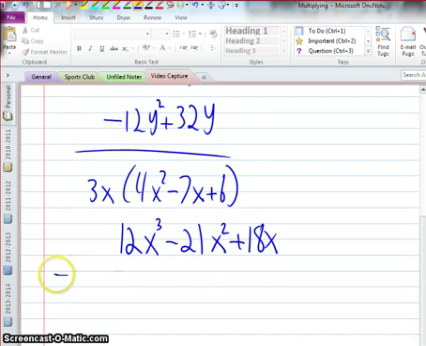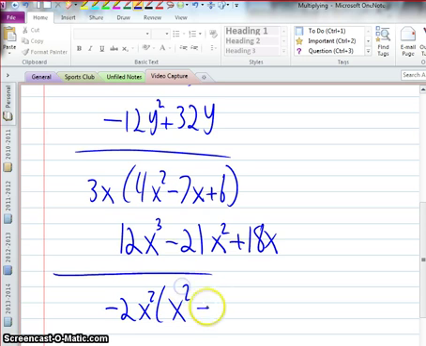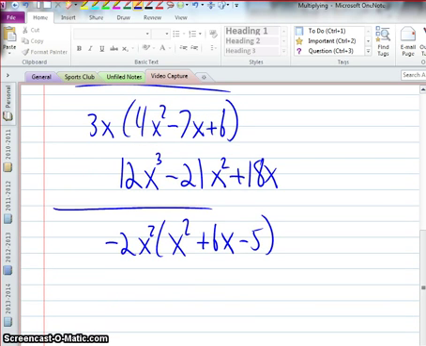Sometimes you're going to see the lead coefficient is going to be negative. So you just got to be careful about distributing that negative to every term that's in the polynomial, in this case a trinomial. So negative 2x squared times x squared is negative 2x to the fourth, minus 12x cubed plus, right, negative times a negative, 10x squared.